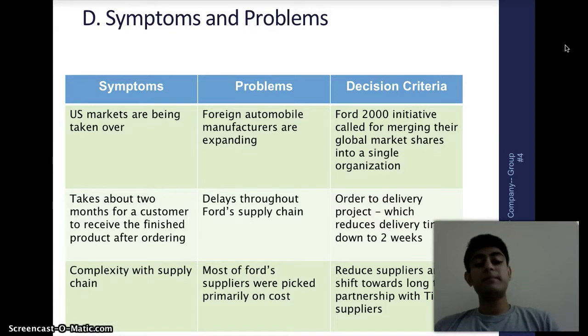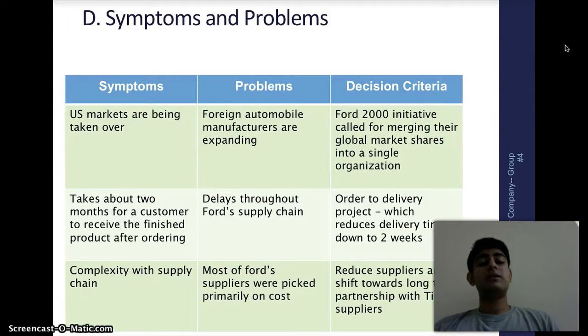The second symptom is it takes about 65 days for a customer to receive a finished product. In this case, it's a Ford car, and that's too long for a car manufacturing company to make their customers wait for about 2 months to deliver a car. So the problem was delays throughout Ford's supply chain. The supply chain was weak and had a lot of need to improve.